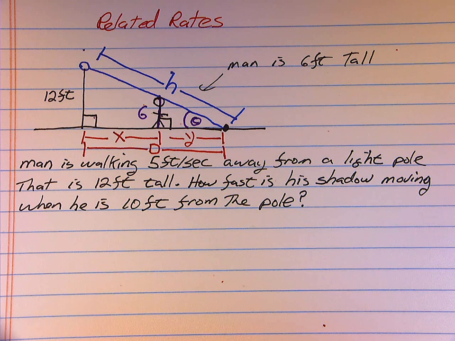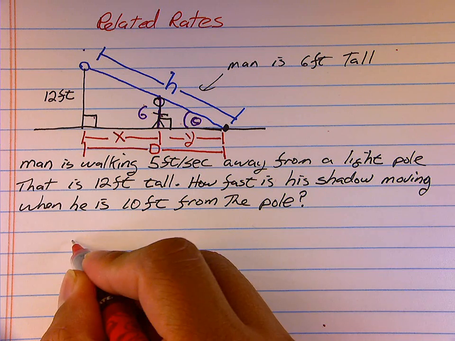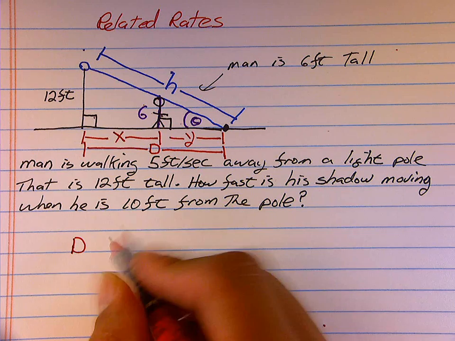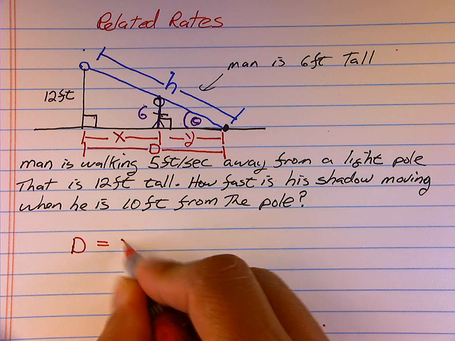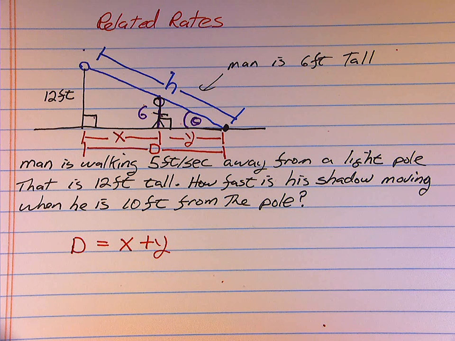From that, I'm going to start to set up what I'm looking for and trying to find it with the given information. What I would like to know is dD/dt, the rate of change of big D. So we know that big D equals x plus y.